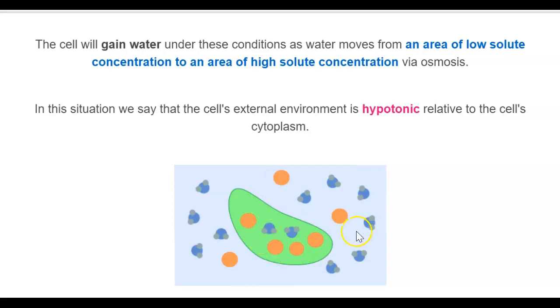So 4 versus 3. And remember, this is greatly simplified. It's just to paint the picture. In this situation, we say that the cell's external environment is hypotonic relative to the cell's cytoplasm.